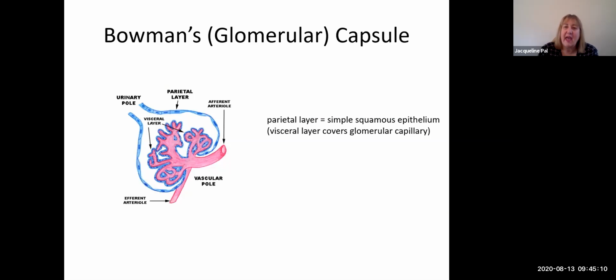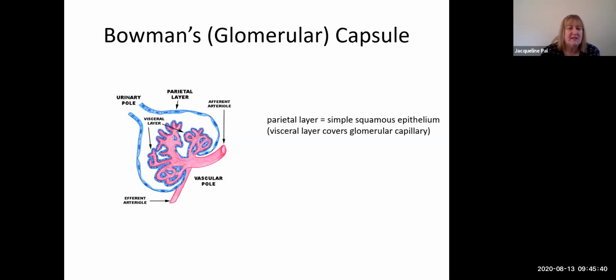Looking at the two components of the renal corpuscle, the outer Bowman's capsule, also sometimes known as the glomerular capsule, actually has two layers. What we are looking at as the outer capsule is the parietal layer, which is a simple squamous epithelium. There is an inner layer which covers the surface of the glomerulus, and I'll be talking about that a little bit later.